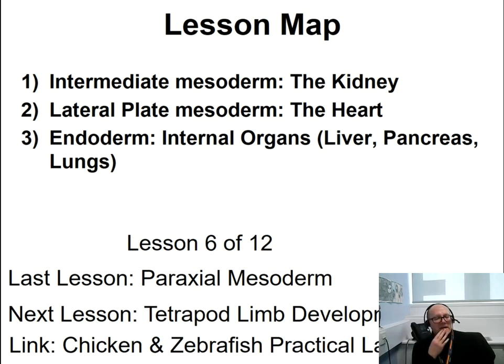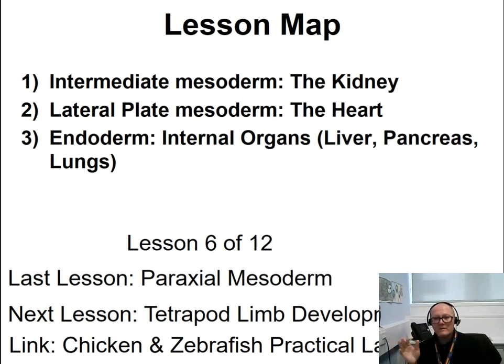Now, in terms of what is going to happen in the lesson, initially we are going to talk about the formation of the kidney, then we are going to talk about the formation of the heart and the circulatory system, and finally we are going to talk about the derivatives of the endoderm, so formation of some of the internal organs.